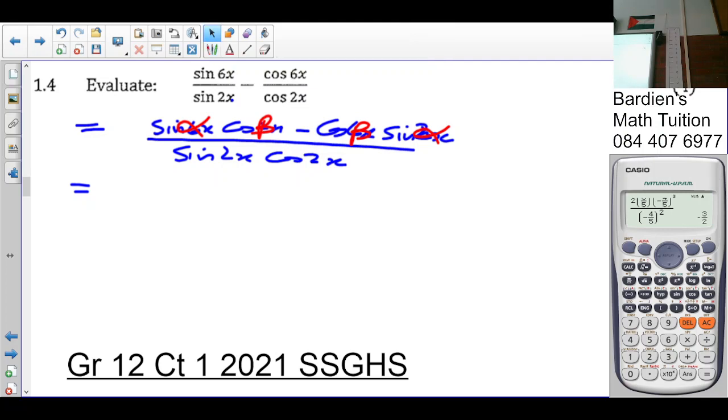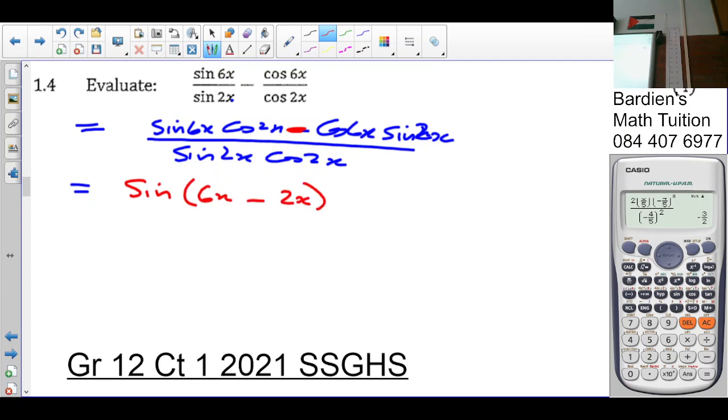So it's going to be the sine rule with a minus between it. So it's going to be sin of alpha minus beta over. Now looking at sin 2x cos 2x, now 2x I replace in my mind with alpha. Where have I seen sin alpha cos alpha?